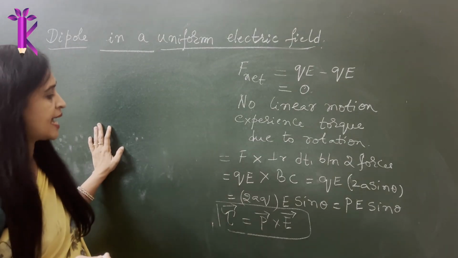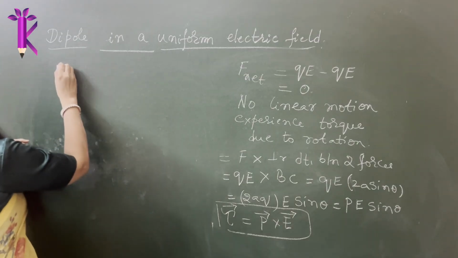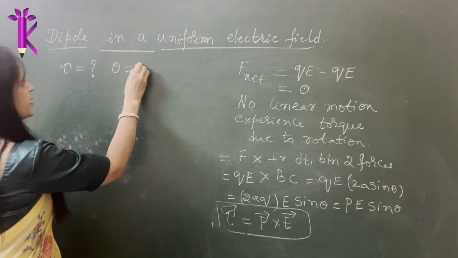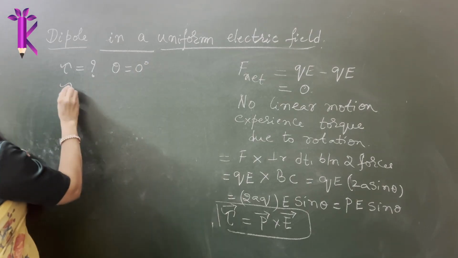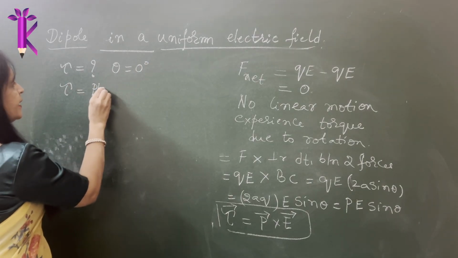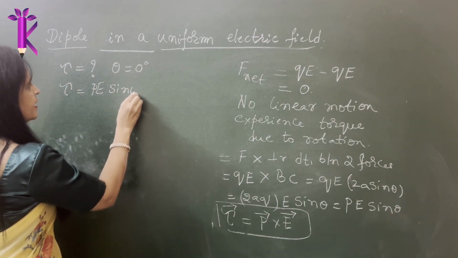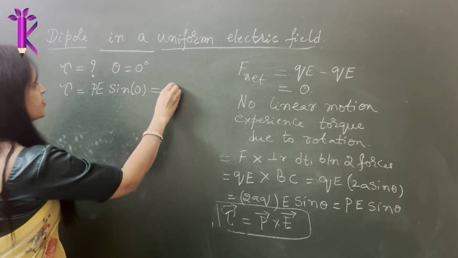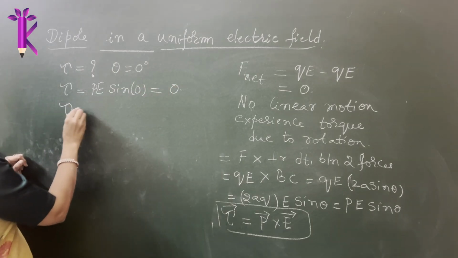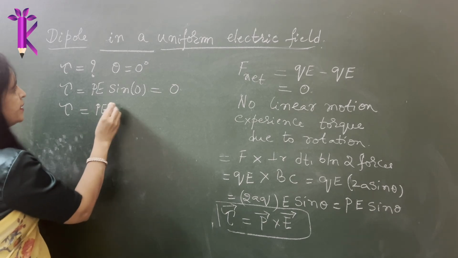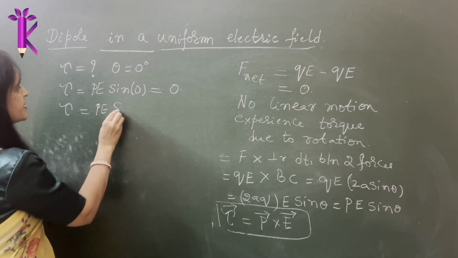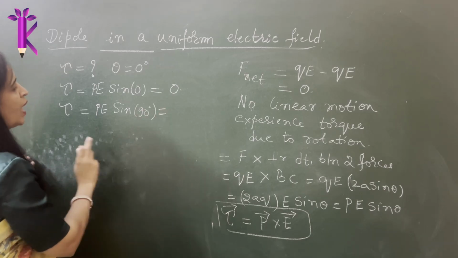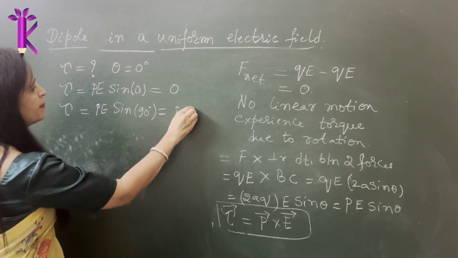Well, now let's calculate the value of torque for different values of theta. What is the value of torque if theta is equal to 0 degree? Torque is given by PE sine theta, right? Sine 0 is 0, so torque will be 0. So how much will be the torque if theta is 90 degree? Sine 90 is how much? 1. So therefore, the torque will be maximum.